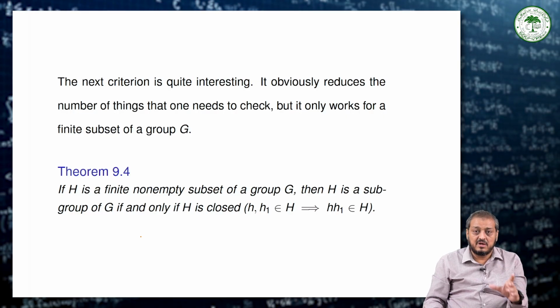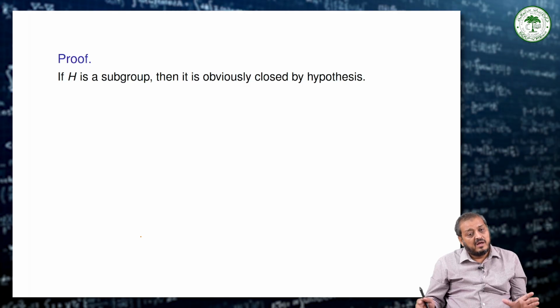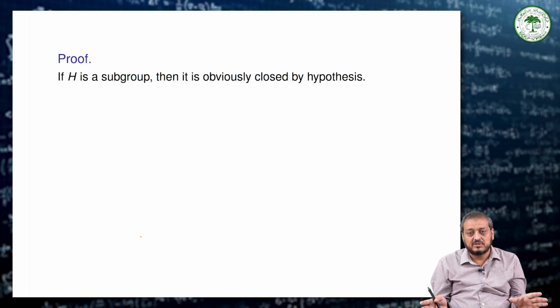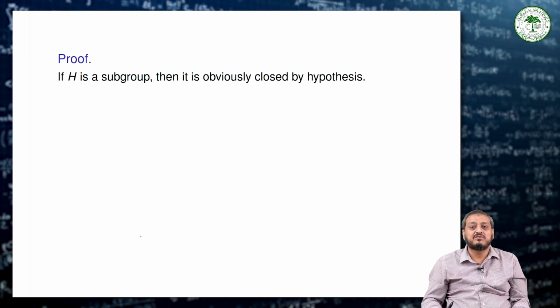So, let us try to prove this theorem. If H is a subgroup, then obviously H is closed by the hypothesis, because that is one of the conditions. So that means one direction is very trivial.